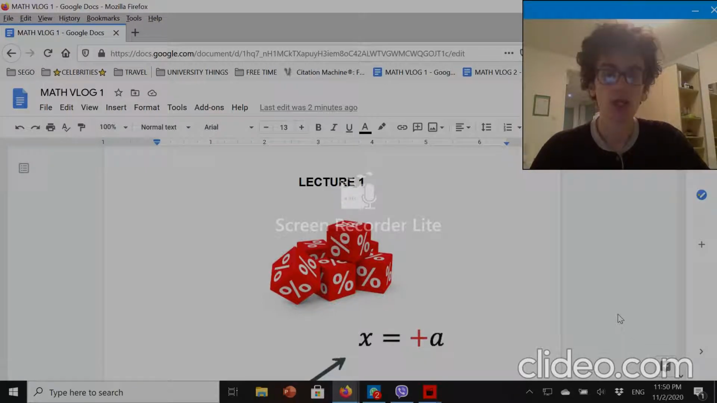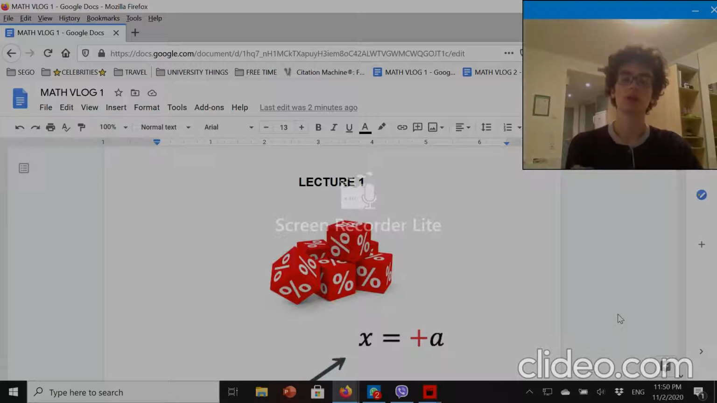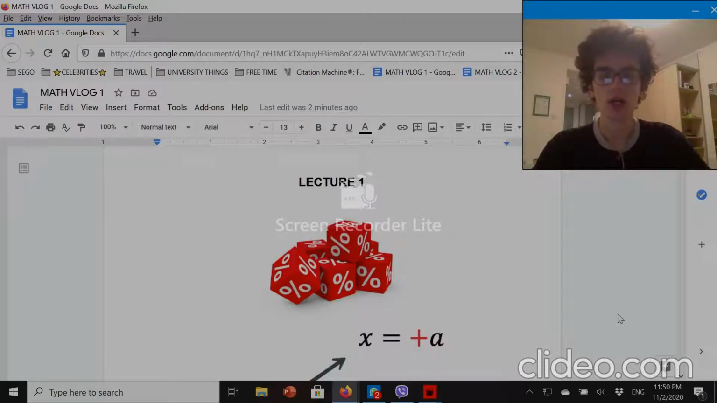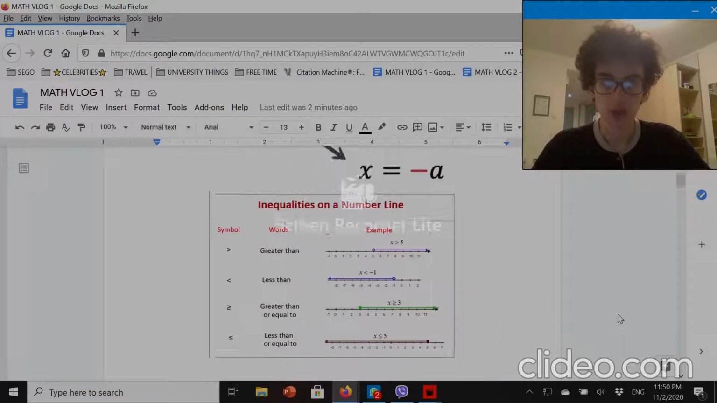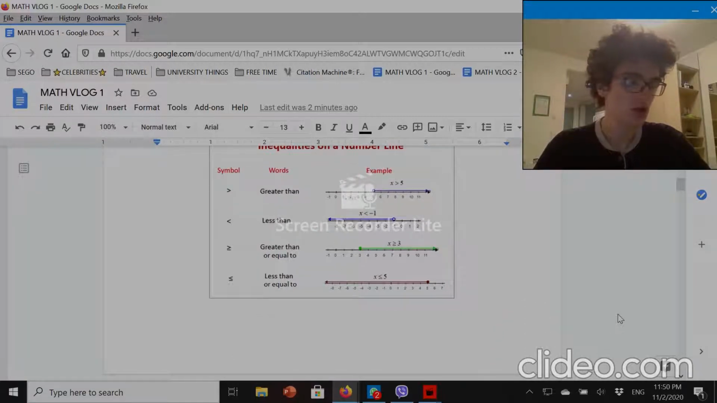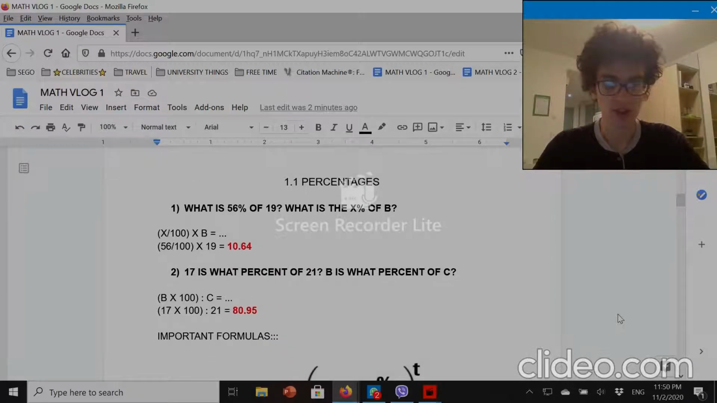Anyways, for lecture 1, there were 3 things that we would cover during it, and I would like to cover them with you again. These are the percentages, the absolute values, and the inequalities. So let's start with the percentages.